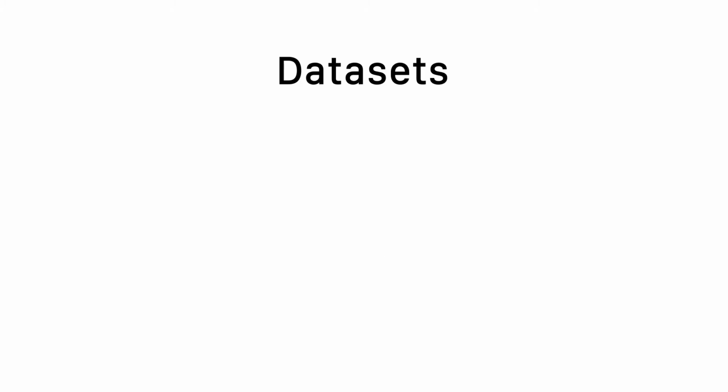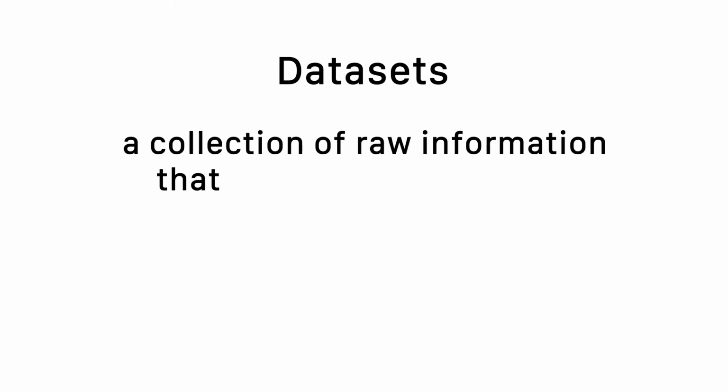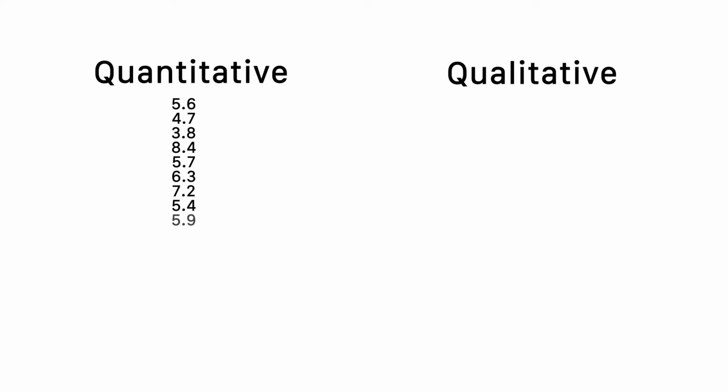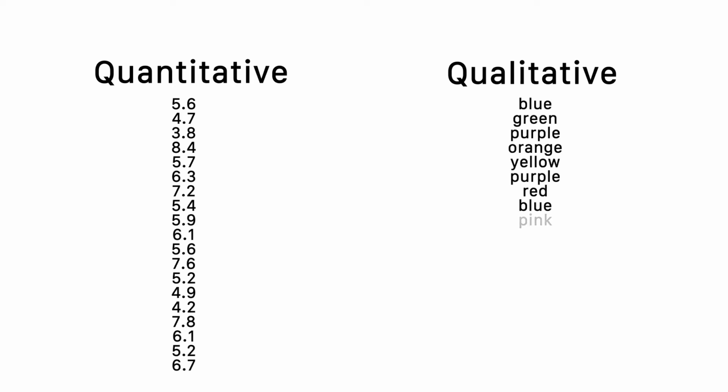So what is a dataset, and how can we talk about it? A dataset is a collection of raw information that describes a particular characteristic for the group of samples or subjects. Data can be quantitative or qualitative. Quantitative data is numerical and thus easier to run statistics and analysis on. Qualitative data is descriptive. Usually we can assign it values in order to better analyze it.